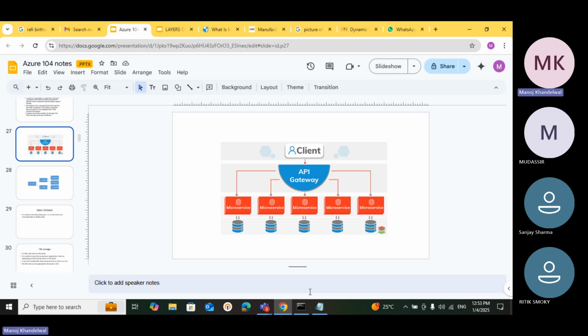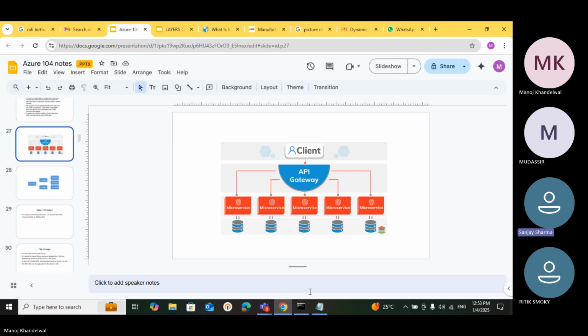Yeah, Mudassir, do you know that the task can be divided independently? Each service can do some independent task. Each service is going to be independently scalable, right? Independently, each service will be scalable.